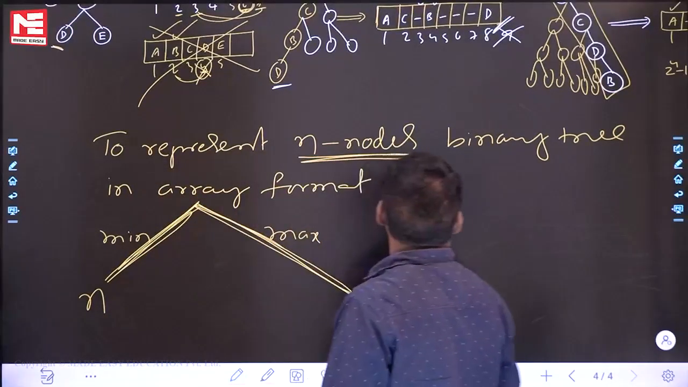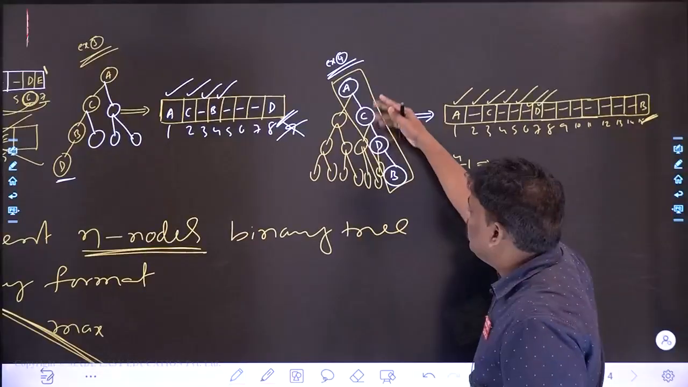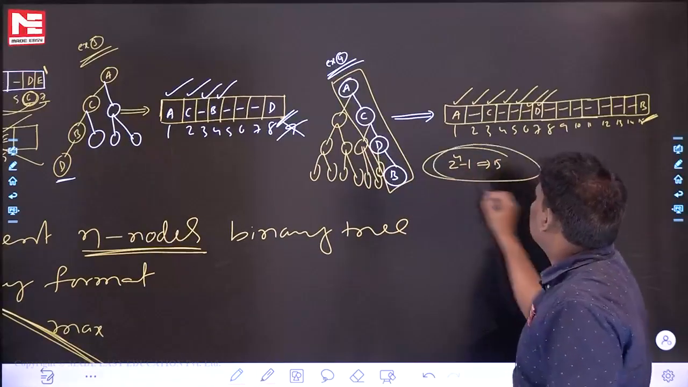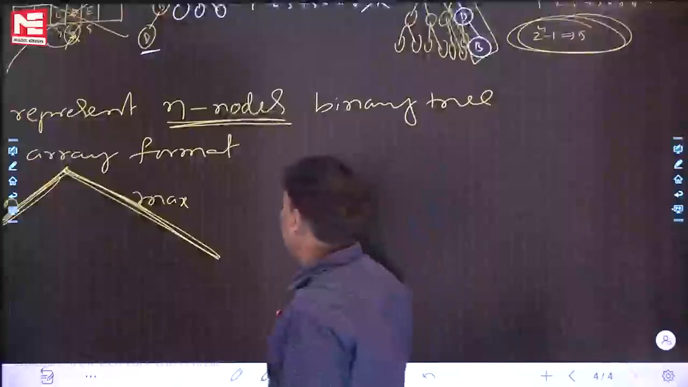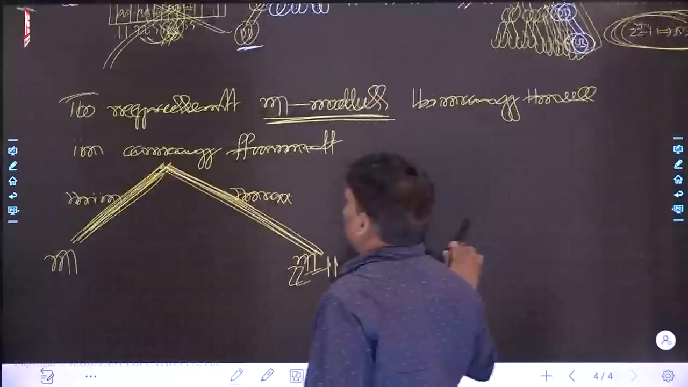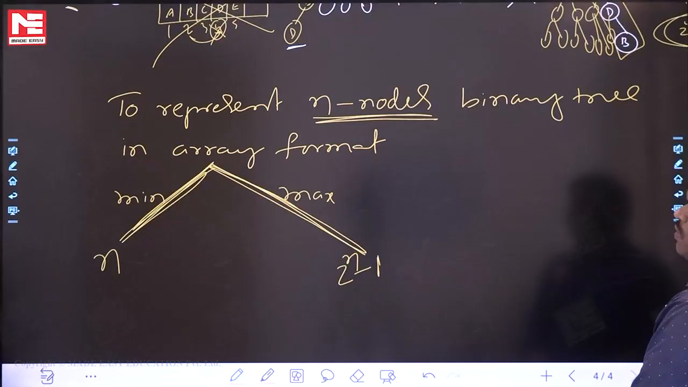Can you say what the maximum size array required is? See the maximum size: 4 nodes are there, all on the rightmost side, with so many gaps on the left side. If you are unlucky, this will happen. So what is the answer? 2 power n minus 1. To represent an n-node binary tree in array format, the minimum size array required is n, and the maximum size array required is 2 power n minus 1.